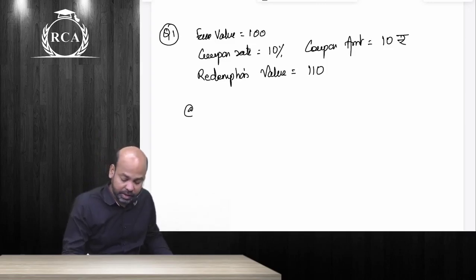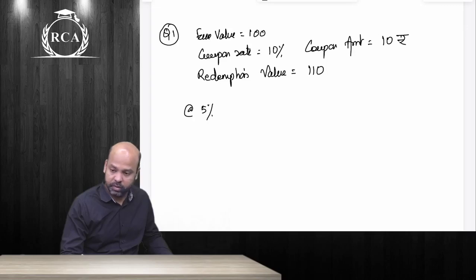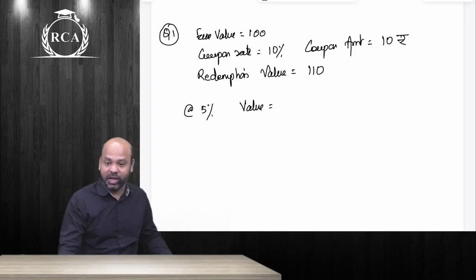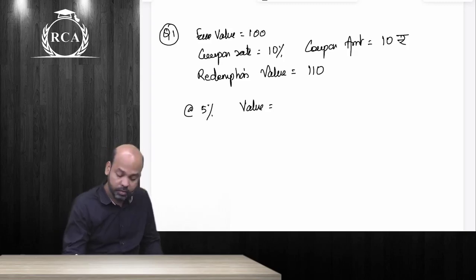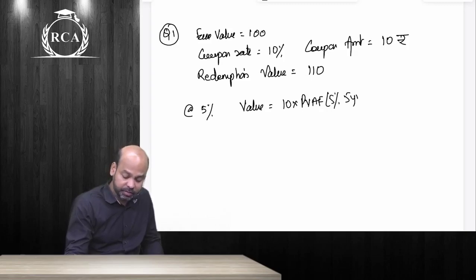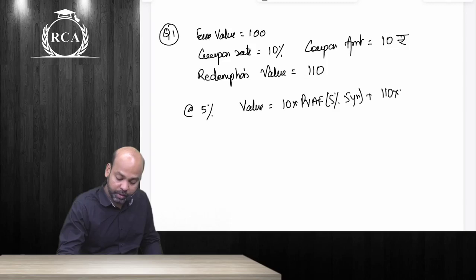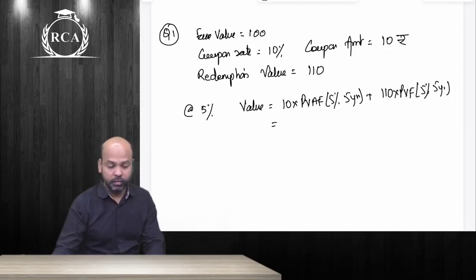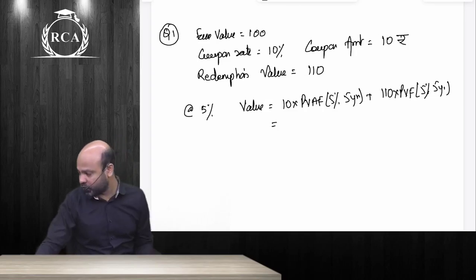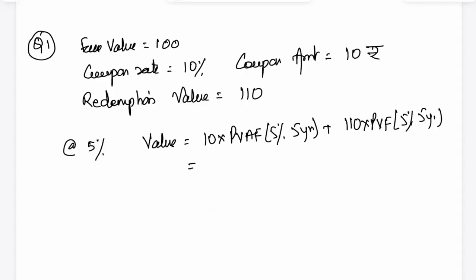First one at क्या है वो 5% है ना. The first case, guys, is value at 5%. You're going to discount all the cash flows at a rate of 5%. 10 rupees into PVAF at 5% for 5 years plus 110 rupees into present value factor at 5% for the 5th year. You will discount all the future cash flows better at a rate of 5. You'll have to do it 4 times. 5%, 5.1%, 10% and 10.1%.